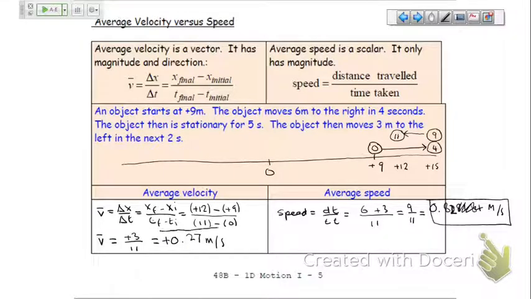I tend to put signs down for vectors. I don't bother about signs for scalars because they're always positive. And in a way that tells me, oh, that's a scalar, I don't have a sign. Oh, I think this is a vector because I put a sign down. Cool.